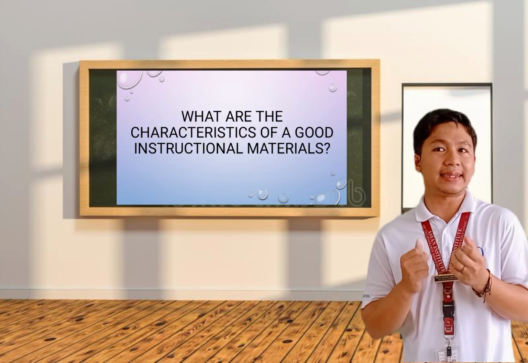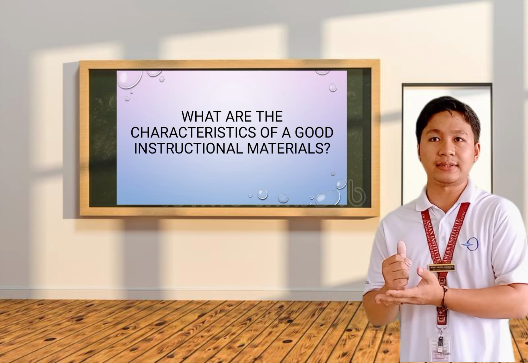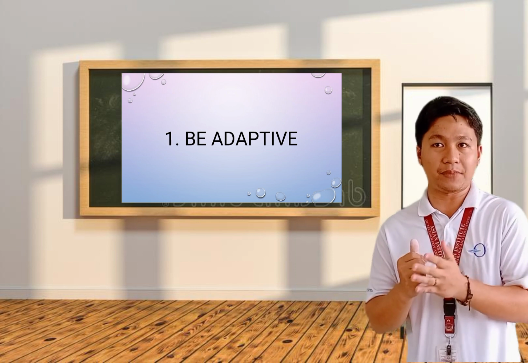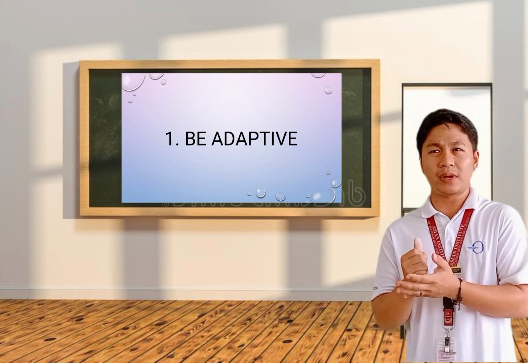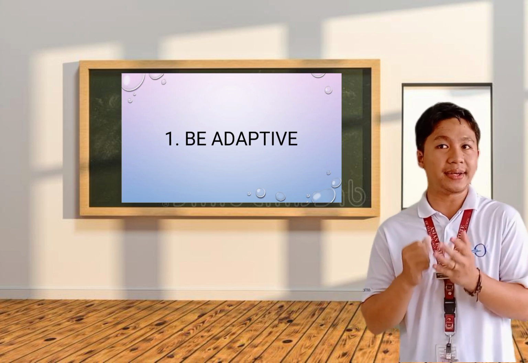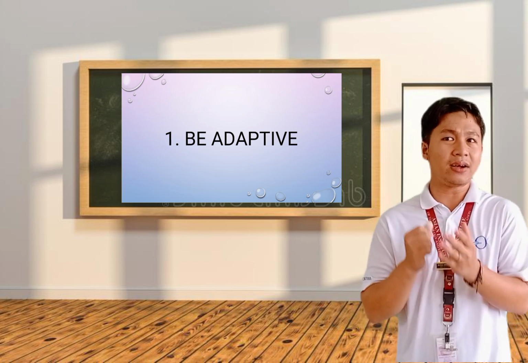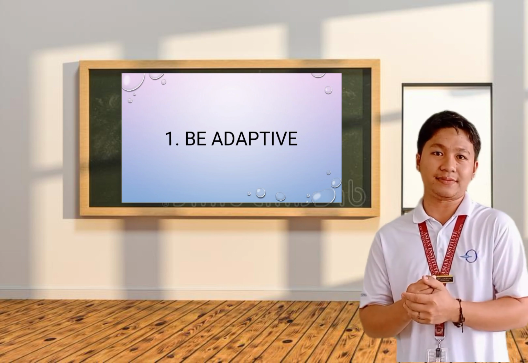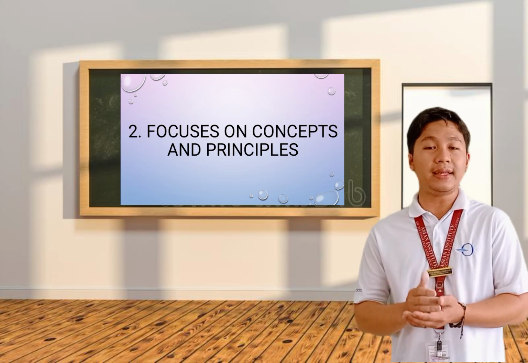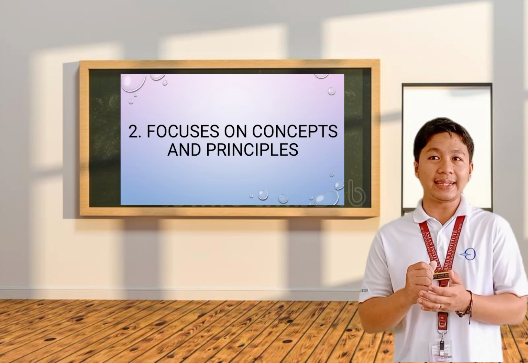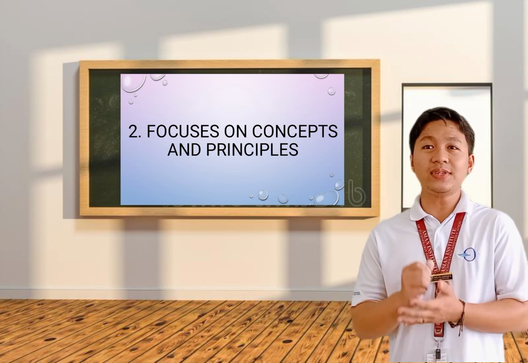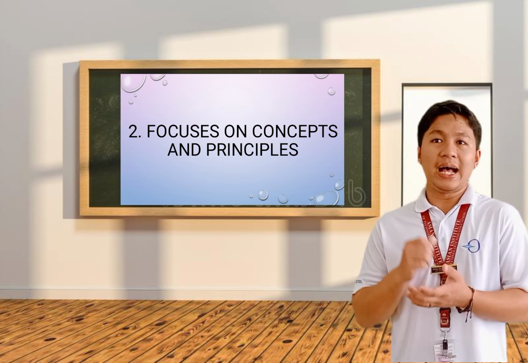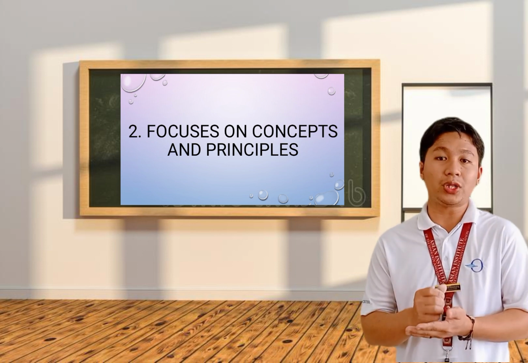So what are the characteristics of good instructional materials? So number 1, being adaptive. So every student comes to a classroom with his or her own reserved prior knowledge on the subject at hand. Psychologists call this level of knowledge the student's zone of proximal development. Second one is focusing on concepts and principles. So one argument for the non-directive approach to instruction is that students develop lasting problem-solving skills that aid them in future situations rather than learning to solve only the problem in front of them.